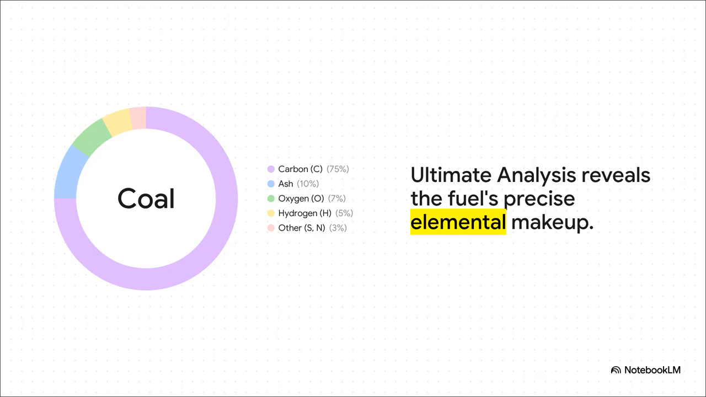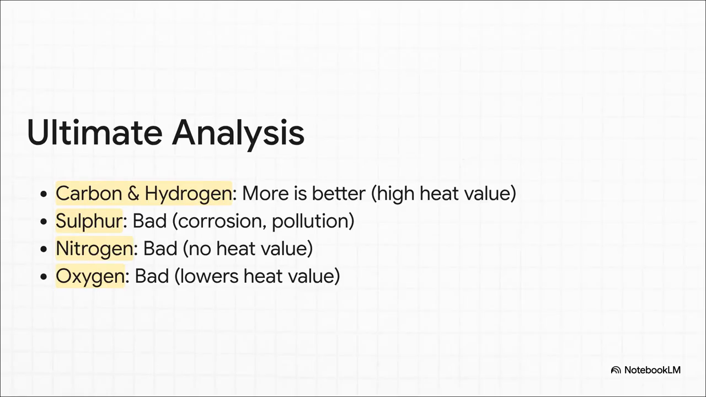And why do we need this level of detail? Well, it's essential for things like super accurate design calculations, like figuring out the exact amount of air you need for perfect, efficient combustion. And every single one of these elements has a huge impact. Carbon and hydrogen? That's what you want. A high percentage is great because they're the main sources of heat.